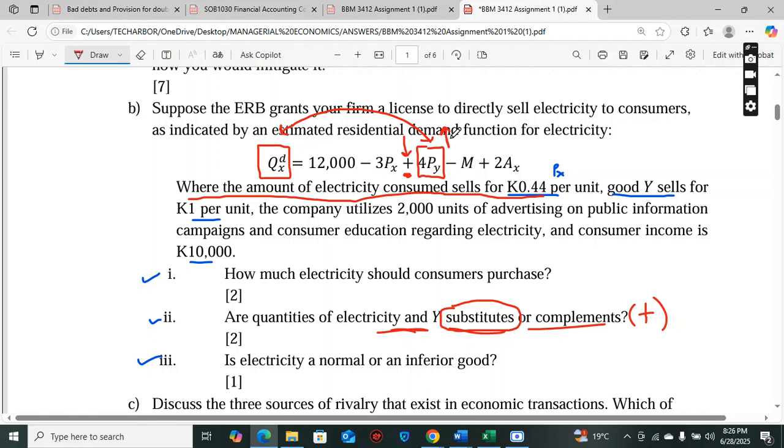Okay, madam. So if there was a minus sign, then we would have said they are complements. So take note of that. Due to the positive coefficient of PY, there is a positive relationship between the price of good Y and quantity demanded of good X, meaning these two are substitute goods. So when it's positive, substitutes. If it's negative, complements. Just remember that.